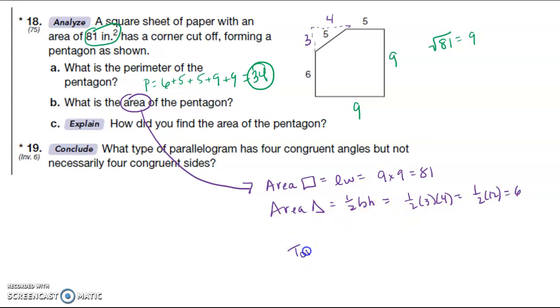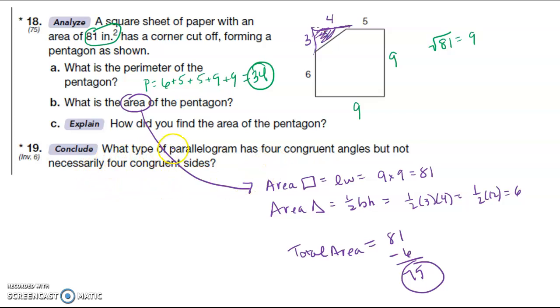So my total area is going to be 81 minus 6, which is 75. Okay. So how do you find the area of the pentagon? I just showed you. I took the area of the whole thing and subtracted out the purple triangle.